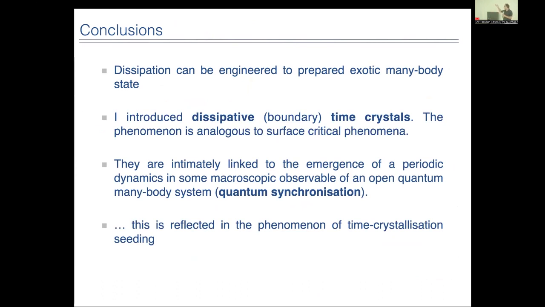I very briefly introduced the idea of using dissipation to engineer many-body states. Then I presented one example of this, in which I was actively involved in the last few years, that is the dissipative preparation of time crystals. And with this, I conclude. Thank you for the attention.